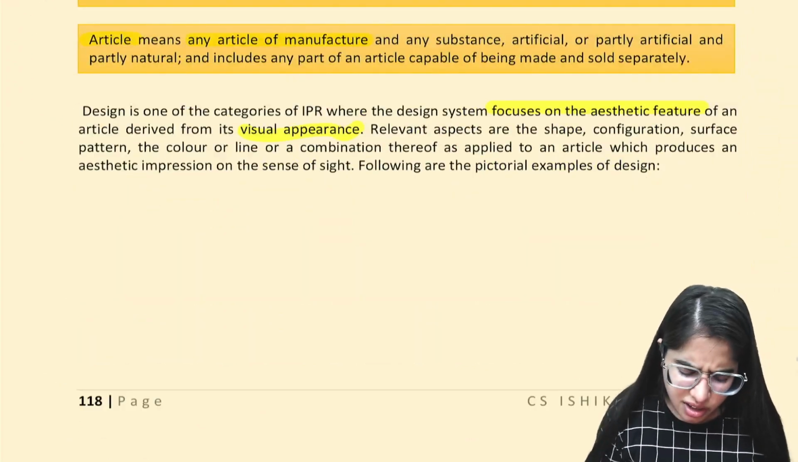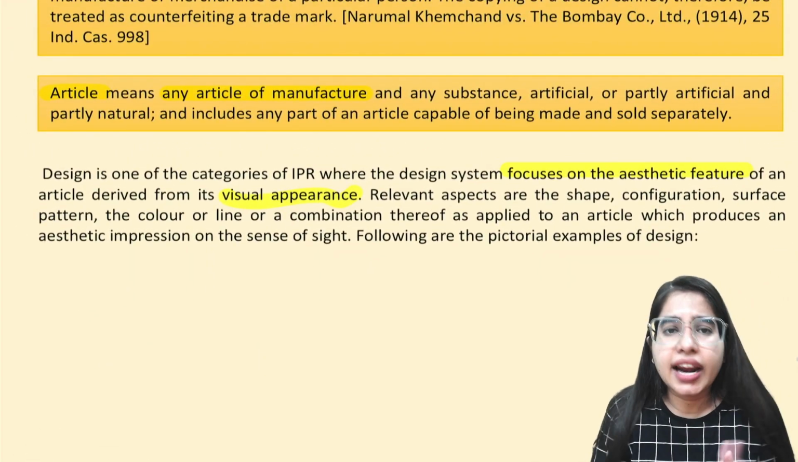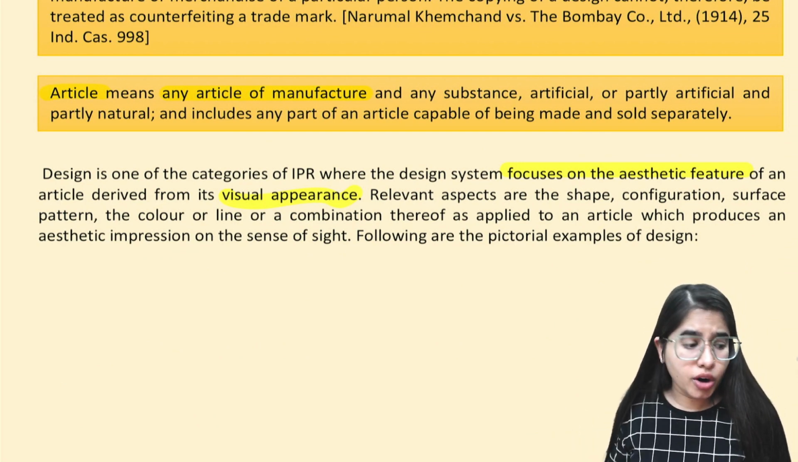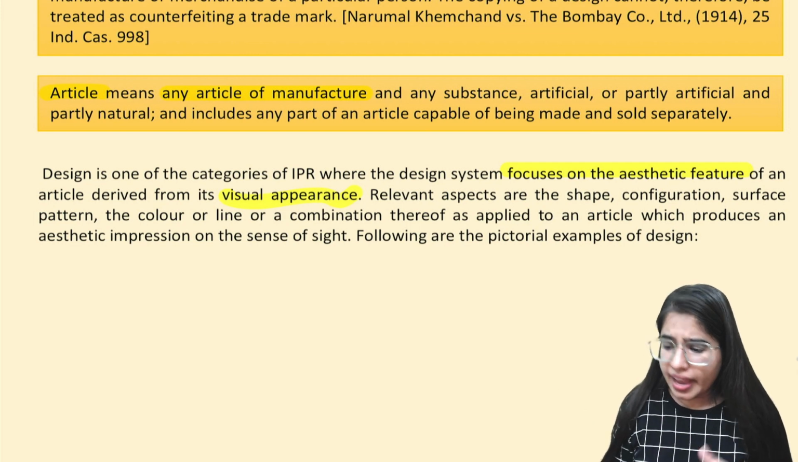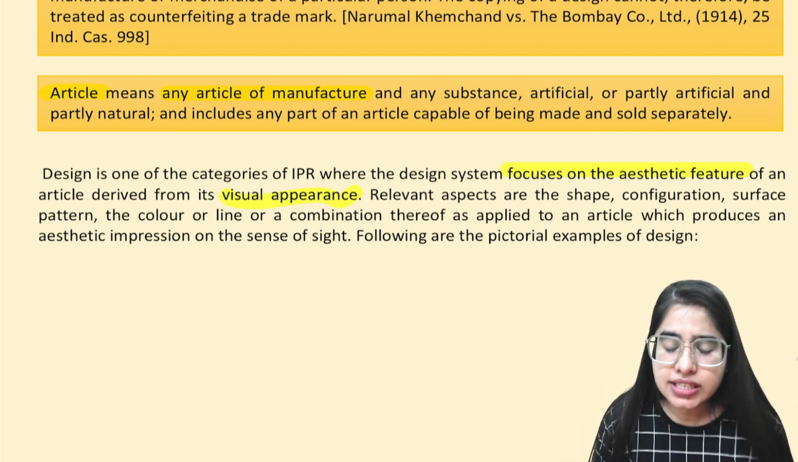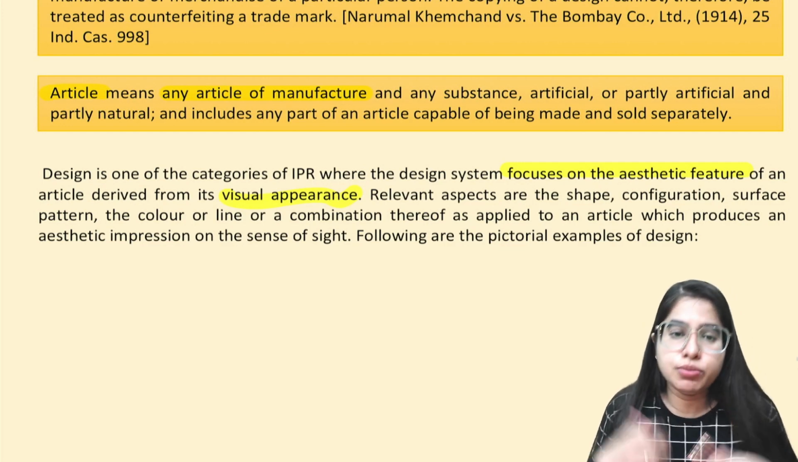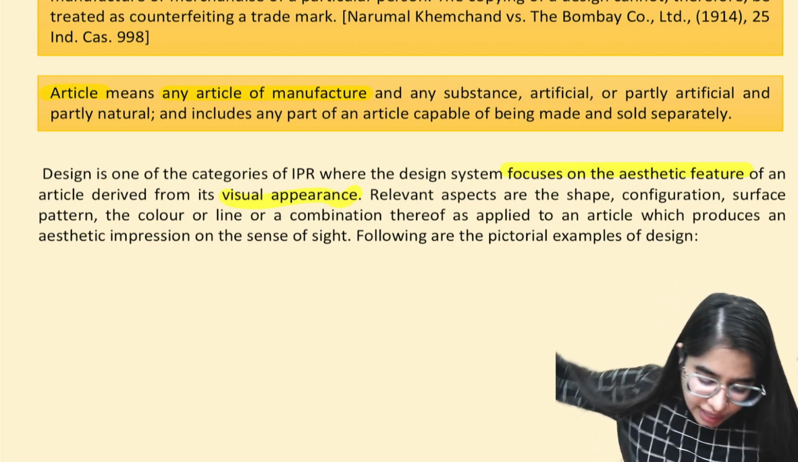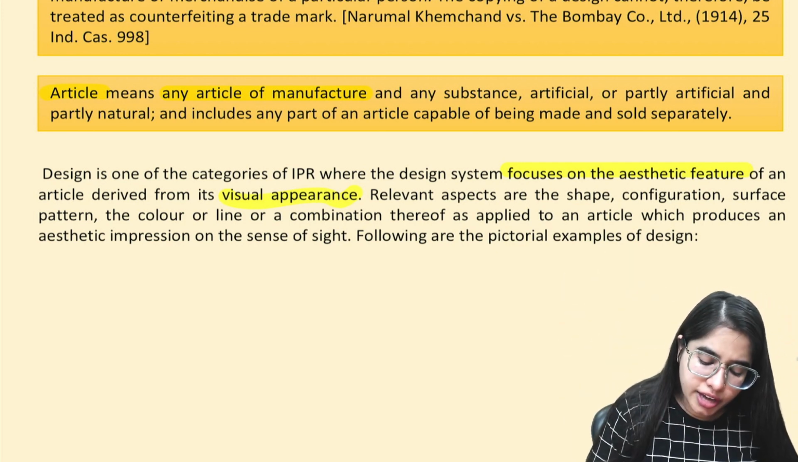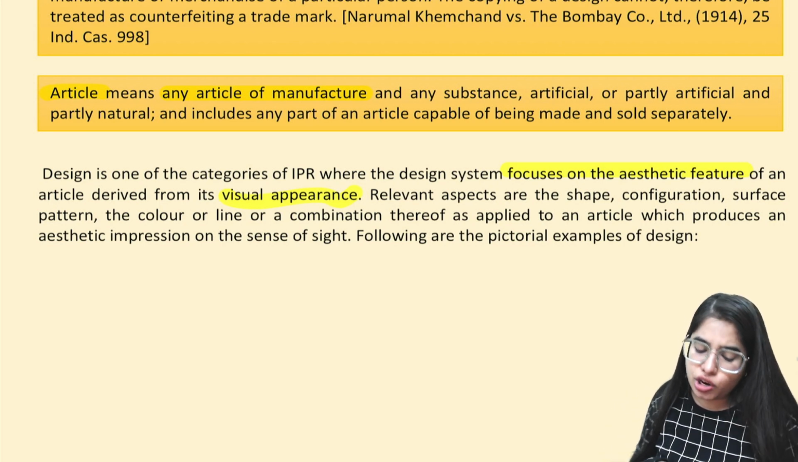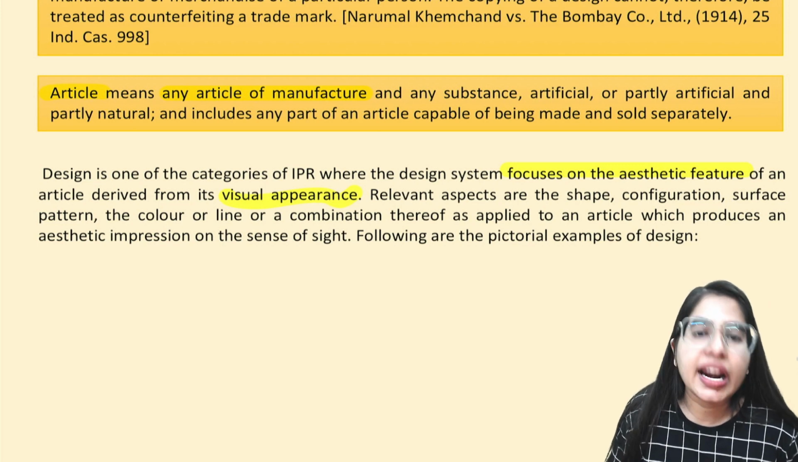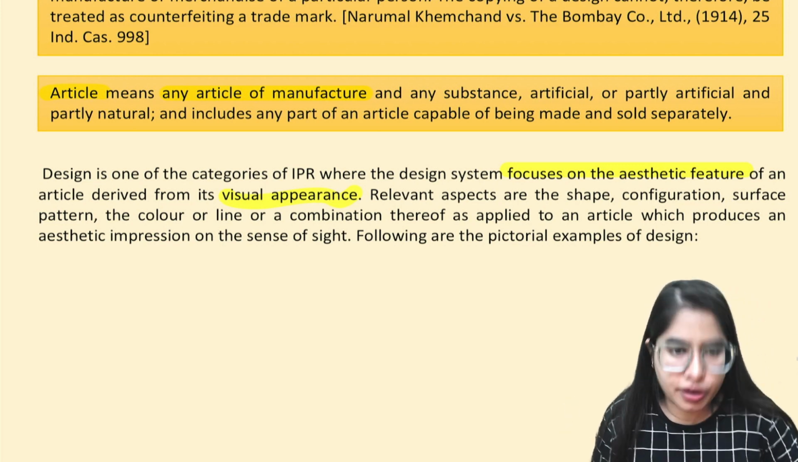Yes, next, an article. What is an article? Article means any goods which you manufacture. Example: bottle, car, phone, any design, any unique pen design, anything. This article means any goods in which you make a design. So article means any article manufactured from any substance, any artificial or partly artificial or partly natural product. Any particular product which you manufacture is known as an article.